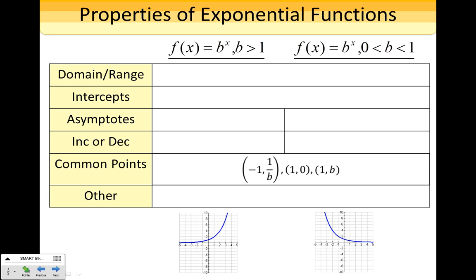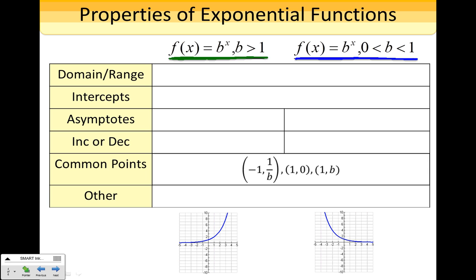All right, so on the left over here, I have f of x equals b to the x, where b is greater than 1. And over here I have the properties where b was between 0 and 1. Some properties they share, and some properties are just one or the other. All right, so domain and range. What do we notice about the domain and the range of these functions?